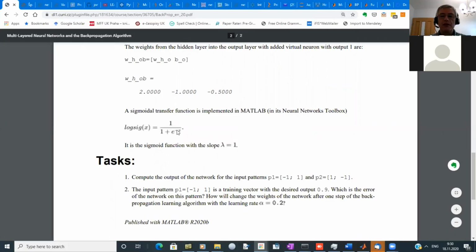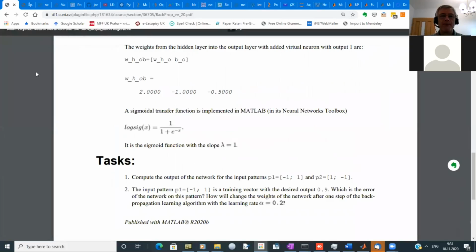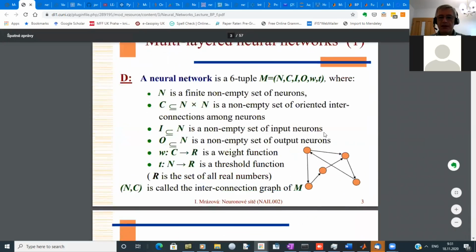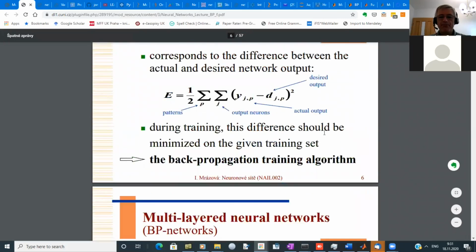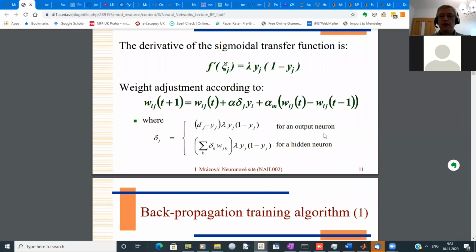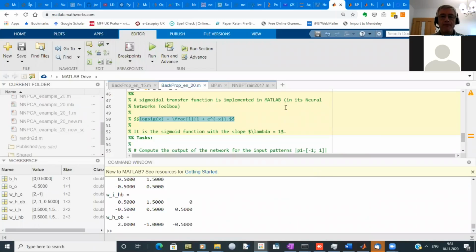In general, here the x is multiplied by a slope, and in this exercise we will use slope lambda equal 1. So, in the slides, in all this formula, the slope lambda will be 1. Okay, let me go back to MATLAB.